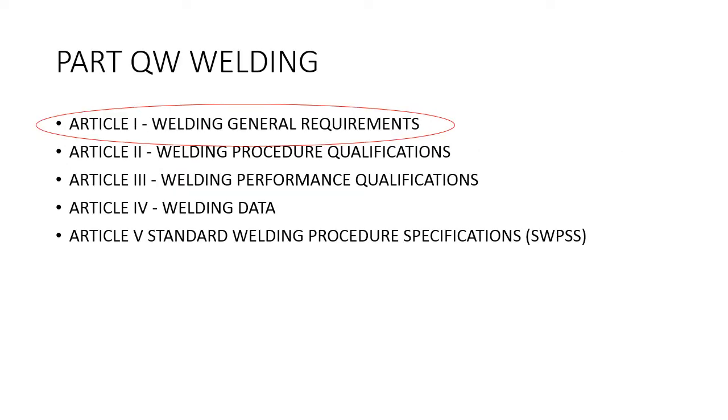Part QW, welding. Part QW for welding of ASME Section 9 is broken up into 5 articles. Right now we're just grinding our way in a slow grind through Article 1, which is welding's general requirements. This is the foundation that sets the table for being able to qualify procedures, personnel, or using a standard welding procedure specification. This is the foundation of your house, and we're going through a lot of definitions and concepts in here.